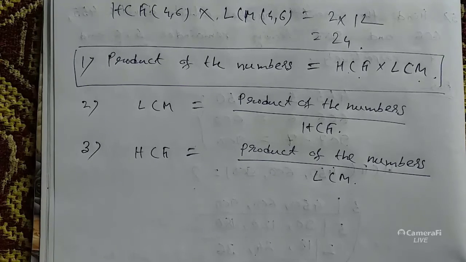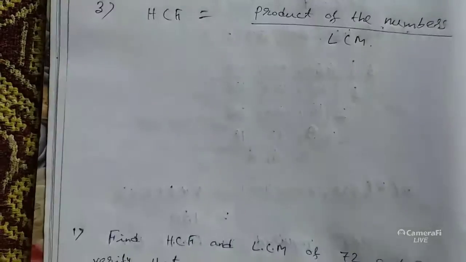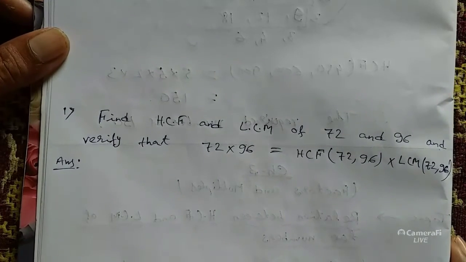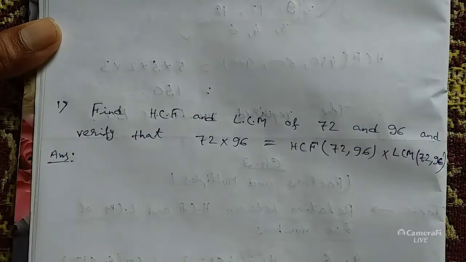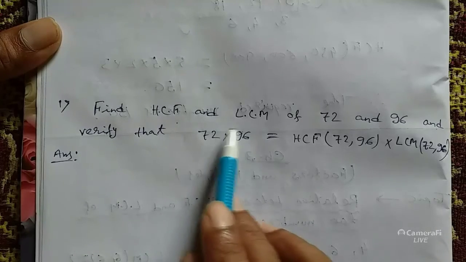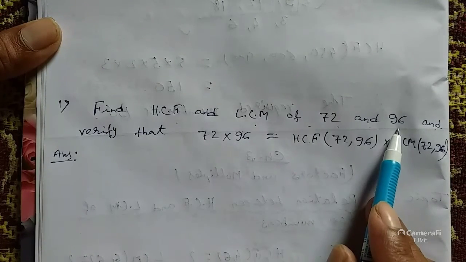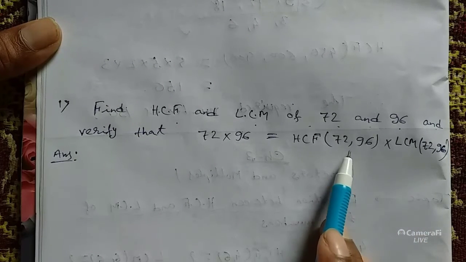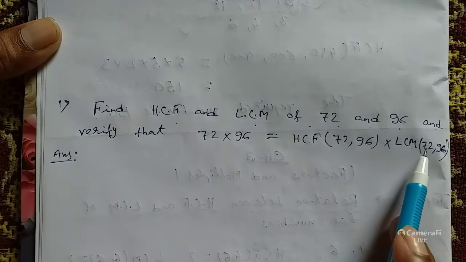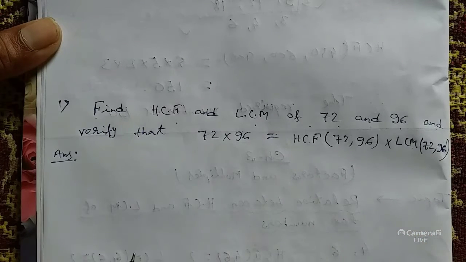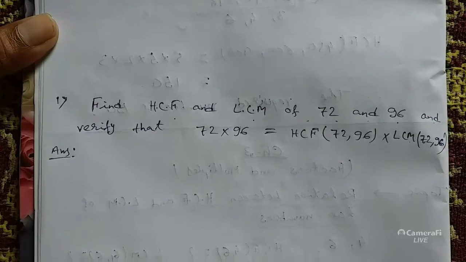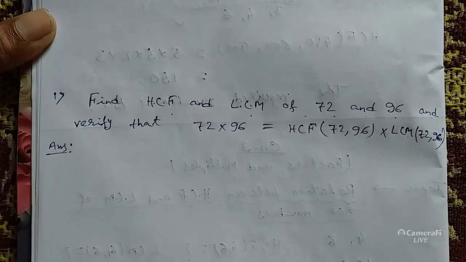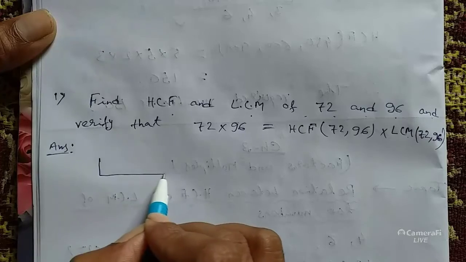Okay. Now coming to some problems related to the relation of HCF and LCM. There is a word problem: find the HCF and LCM of 72 and 96 and verify that 72 multiplied by 96 equals the HCF of 72 and 96 multiplied by the LCM of 72 and 96, their product. So first let us find the HCF and LCM of 72 and 96. We will find both by the short division method, because we can do it in a single step.